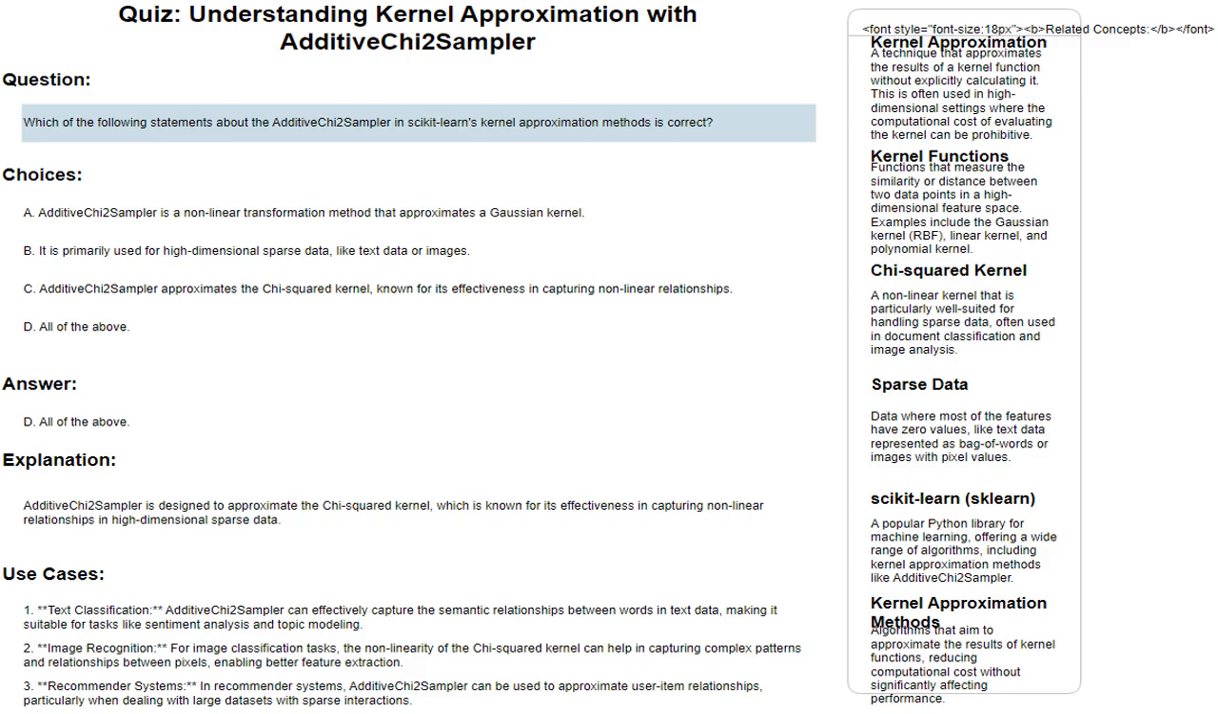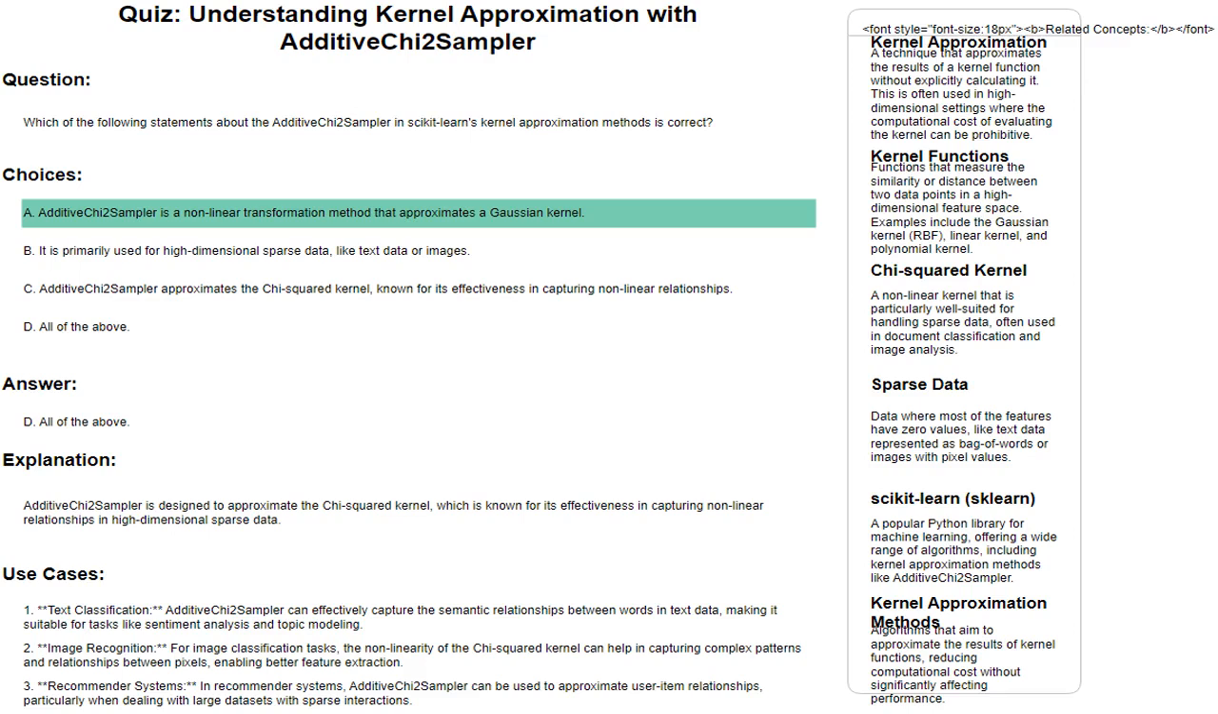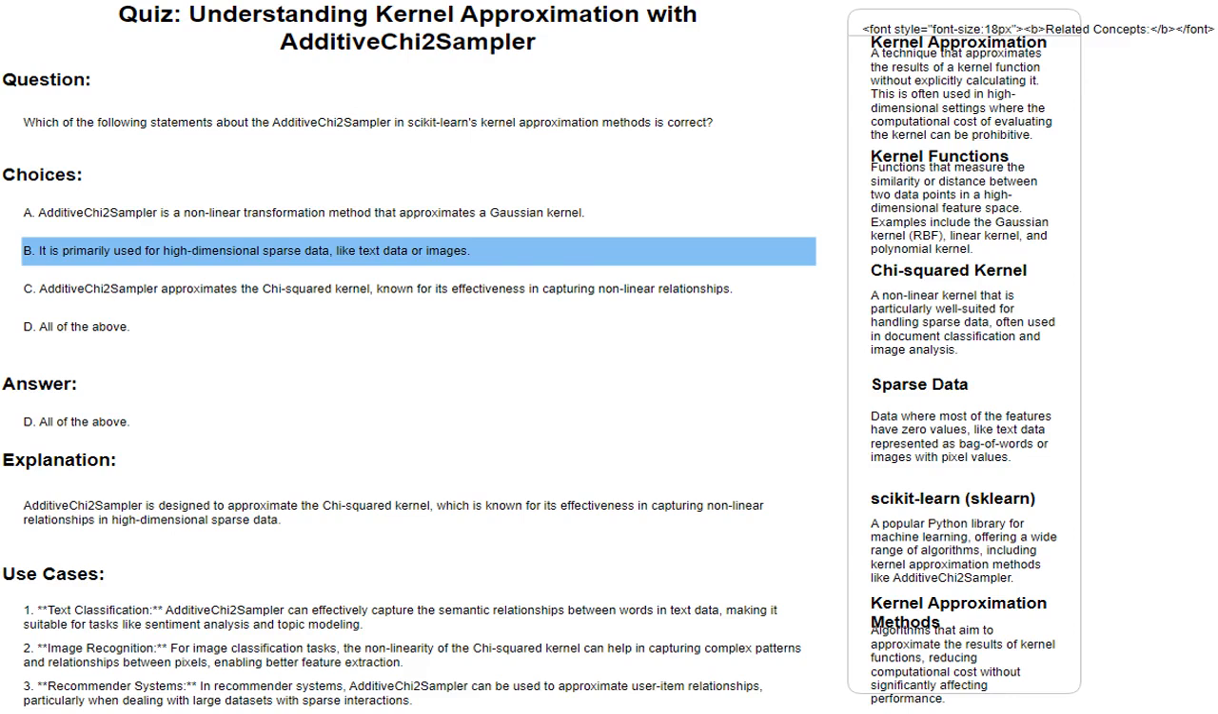Which of the following statements about the additive Chi2 sampler in scikit-learn's kernel approximation methods is correct? A. Additive Chi2 sampler is a nonlinear transformation method that approximates a Gaussian kernel. B. It is primarily used for high-dimensional sparse data, like text data or images.